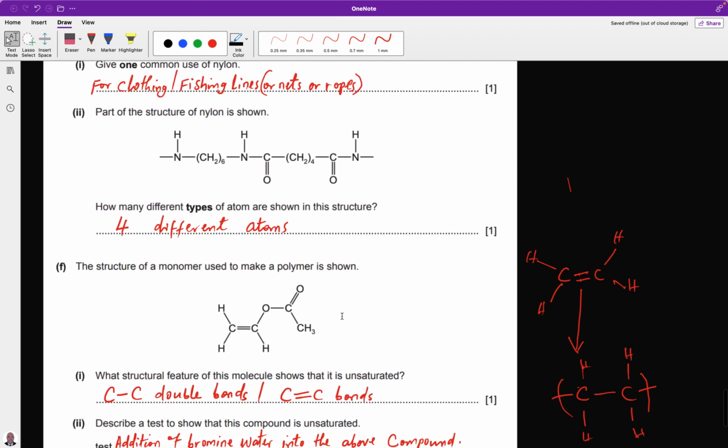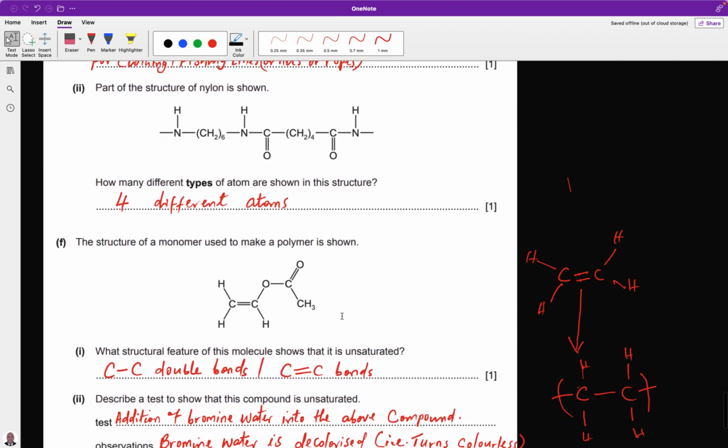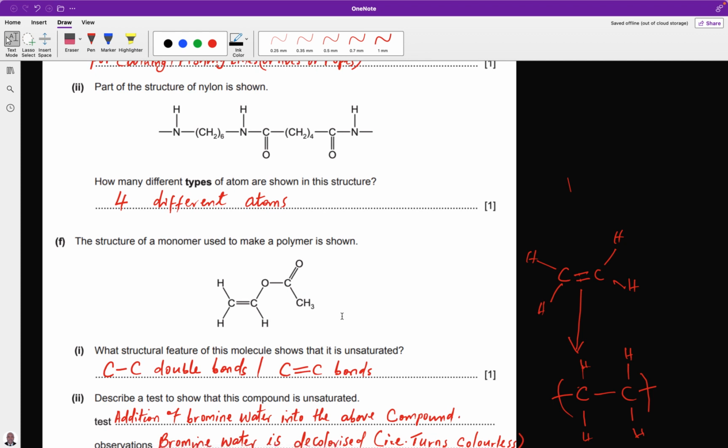Part of the structure of nylon is this one here. How many different types of atoms are shown in this structure? The atoms here: hydrogen is 1, nitrogen is 2, carbon is 3, oxygen is 4. There are 4 different types of atoms.